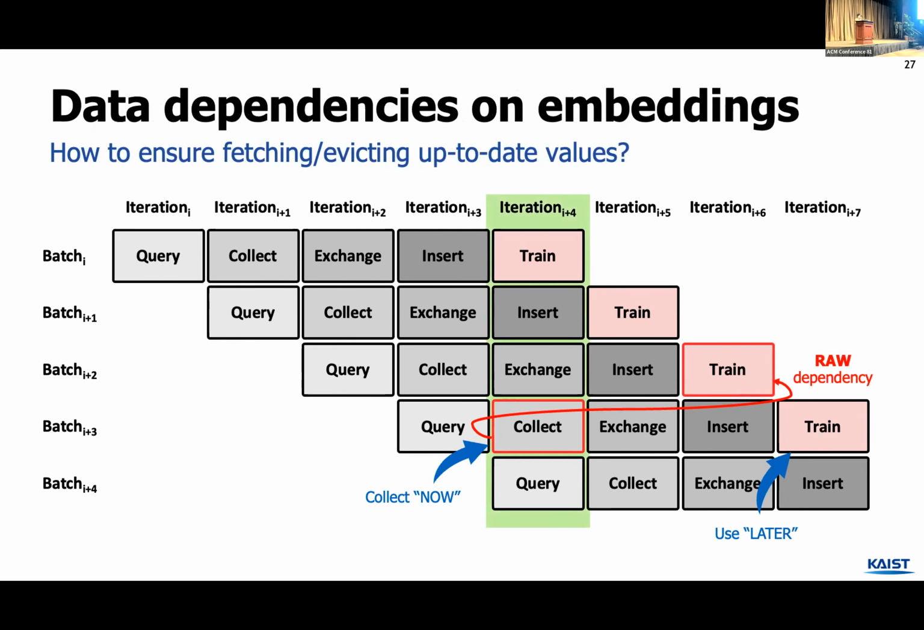This figure shows the data dependency of the collect stage in this pipeline at the training iteration i+4. Let me explain why this kind of dependency occurs. In the iteration i+4, it is performing the collect stage of batch i+3, which will be used in the train stage three iterations later. Since embeddings are kept updated through following training iterations, the currently fetching and evicting entries have a risk of becoming outdated by the time they are actually used. So to guarantee functional correctness, these stages cannot be pre-executed and must be executed sequentially.